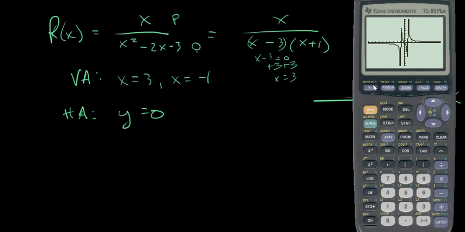And again, we go here and we say x over x squared minus 2x minus 3. And graph that thing. And sure enough, there's my vertical asymptote at x equals -1. There's my vertical asymptote at x equals 3.